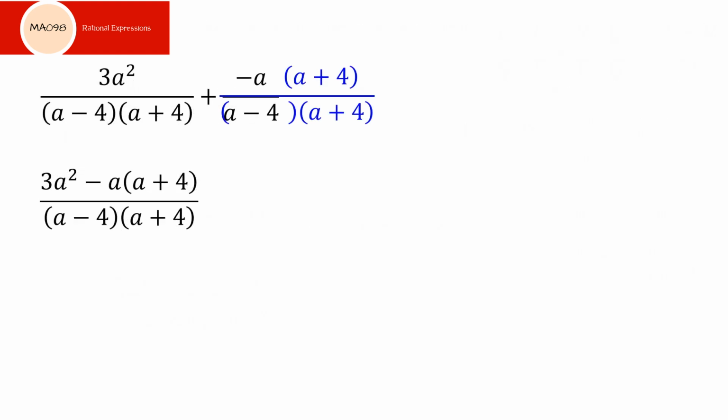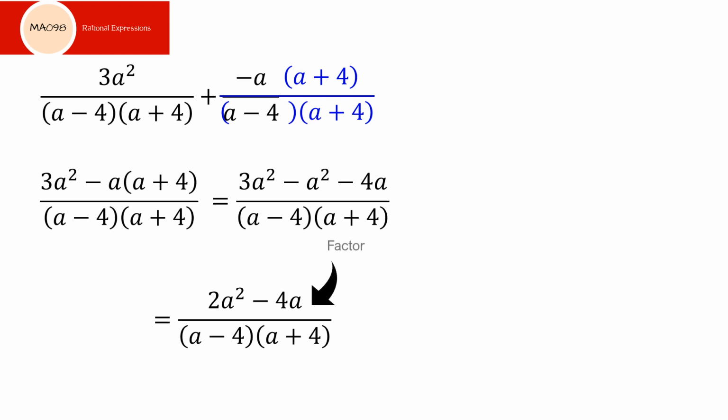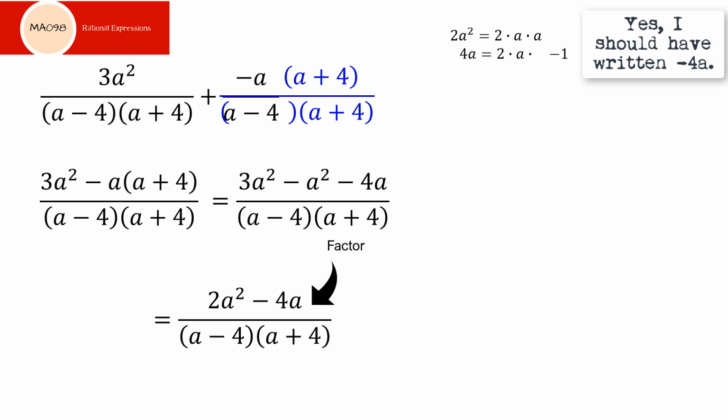For this one, we have to do the distributive property on the top. So I take negative a times a is negative a squared, and then negative a times 4 is negative 4a. I'm going to collect like terms, so 3a squared minus a squared turns out to be 2a squared minus 4a. And we're not done quite yet because we always have to factor if we can. So 2a squared is 2 times a times a, and 4a is 2 times a times negative 1.